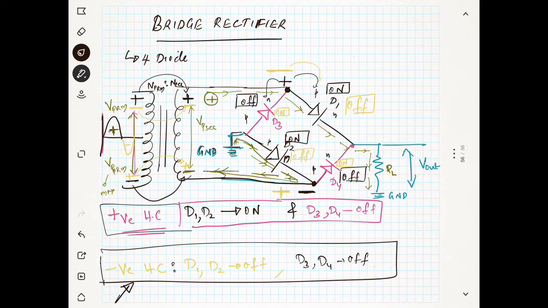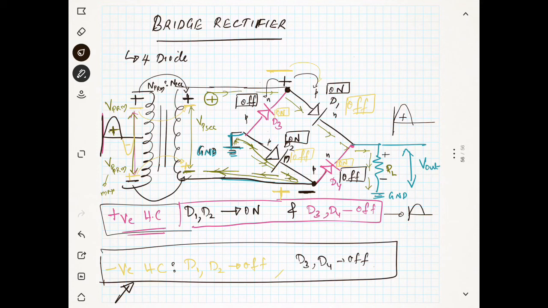The first one was the situation during the positive half cycle, and the current was moving from top to the bottom. That means you are getting a positive voltage at the output. Now we will see what will happen during the negative half cycle. You can see here D1 and D2 are off and D3 and D4 are on.